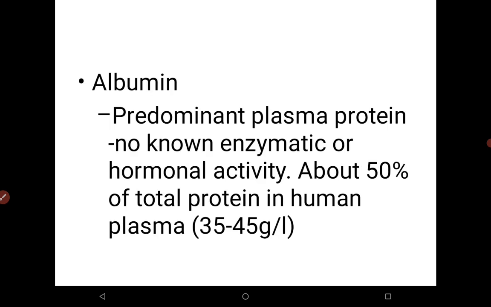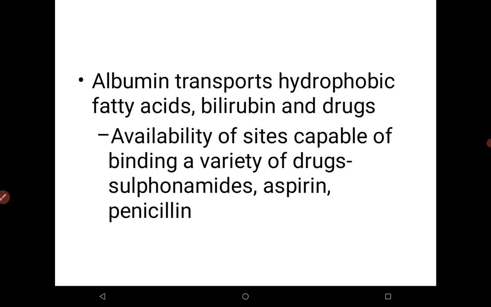Okay. Albumin is predominantly a plasma protein. It's not an enzyme, nor a hormone, and the range that we expect to find in the body is 35 to 45 grams per liter. So it transports hydrophobic fatty acids, bilirubin, and also certain drugs are transported. Availability of sites is capable of being very toxic. So drugs such as penicillin, aspirin, and also the sulfonamide drugs bind to albumin.